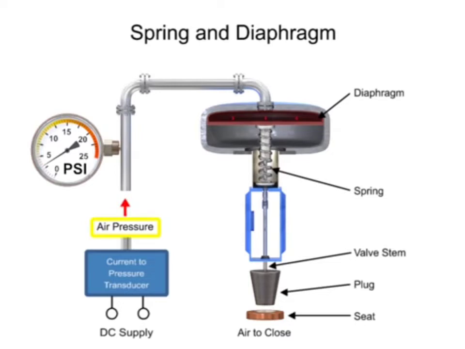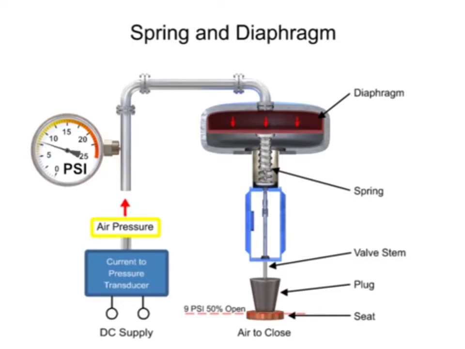For example, a pressure of 9 psi applied to the diaphragm moves the spring and valve stem to 50% of operating range.